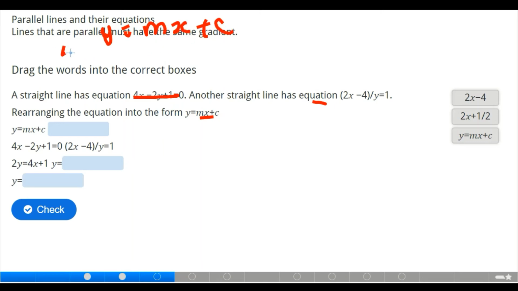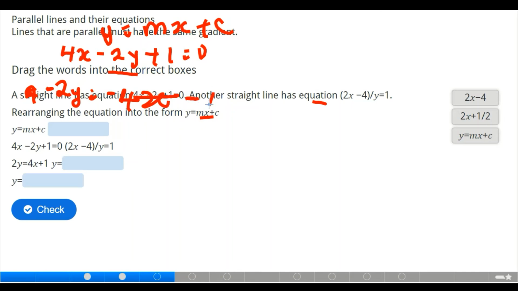So let's pick the first equation, which is 4x minus 2y plus 1 equals 0. We have to write it in this form. Then minus 2y will stay here and the others move to the other side. So we have minus 2y equals, by the time it changes to the other side, minus 4x to come first, and then minus 1.